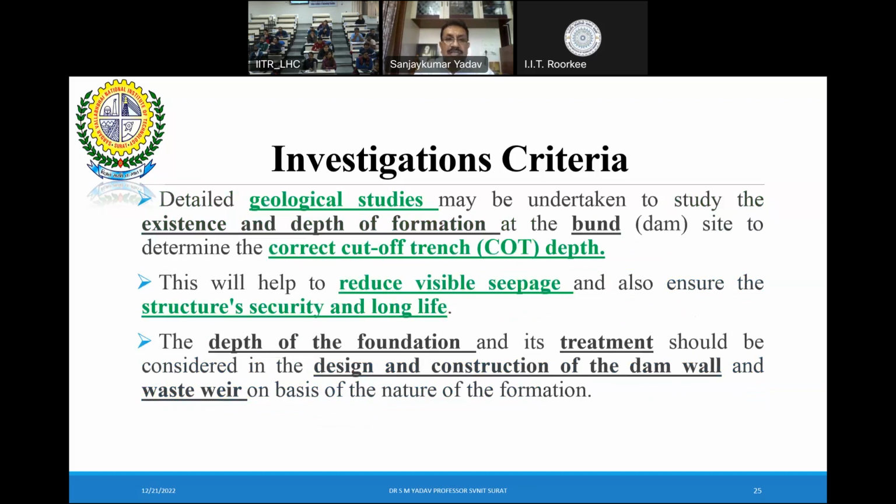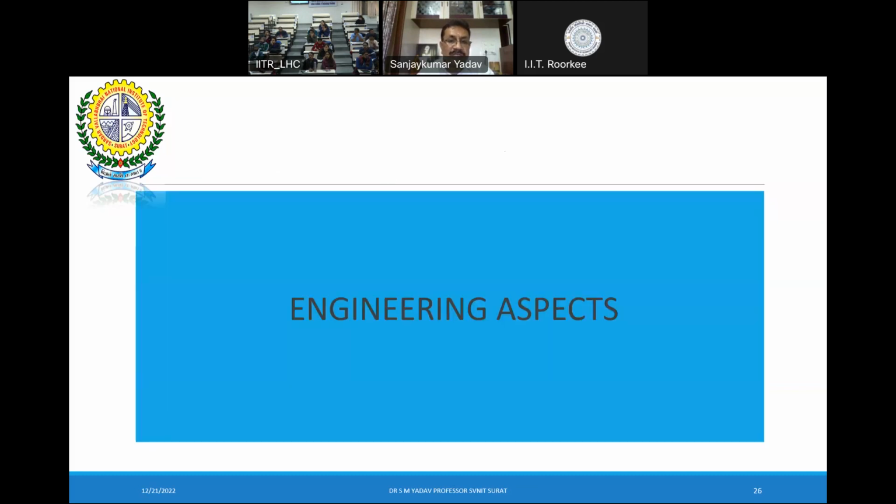Detailed geological studies may be undertaken to study the existence and depth of formation at the bund site to determine the correct cutoff trench depth to avoid seepage from the tank. This will help to reduce visible seepage and also ensure the structure's security and long life. The depth of foundation and its treatment should be considered in the design and construction of the dam wall and waste weir on the basis of the nature of the formation.